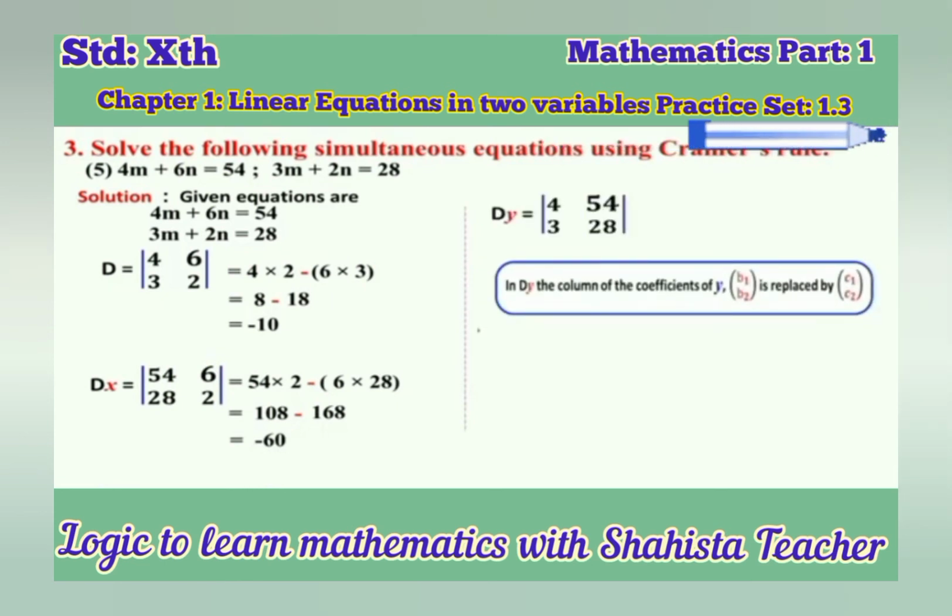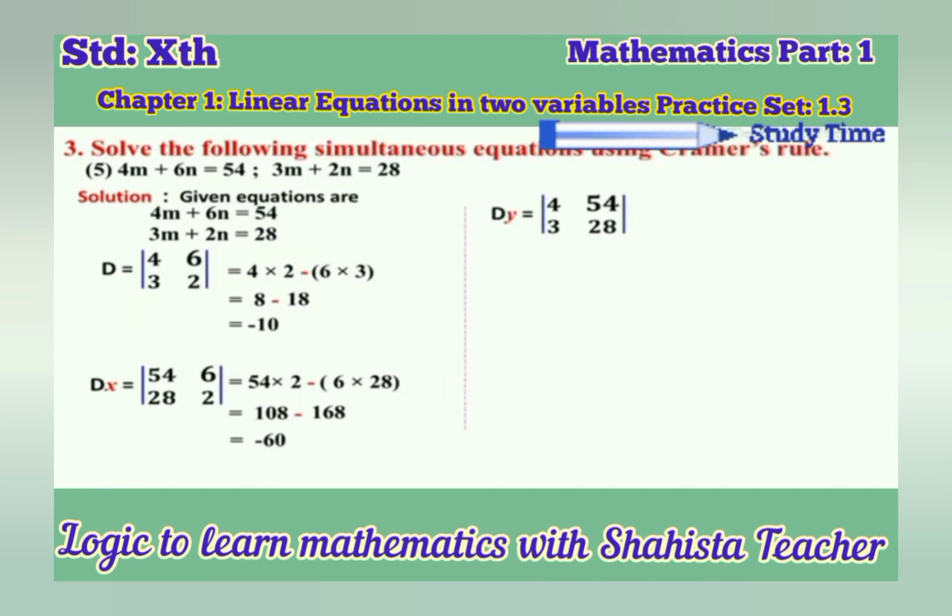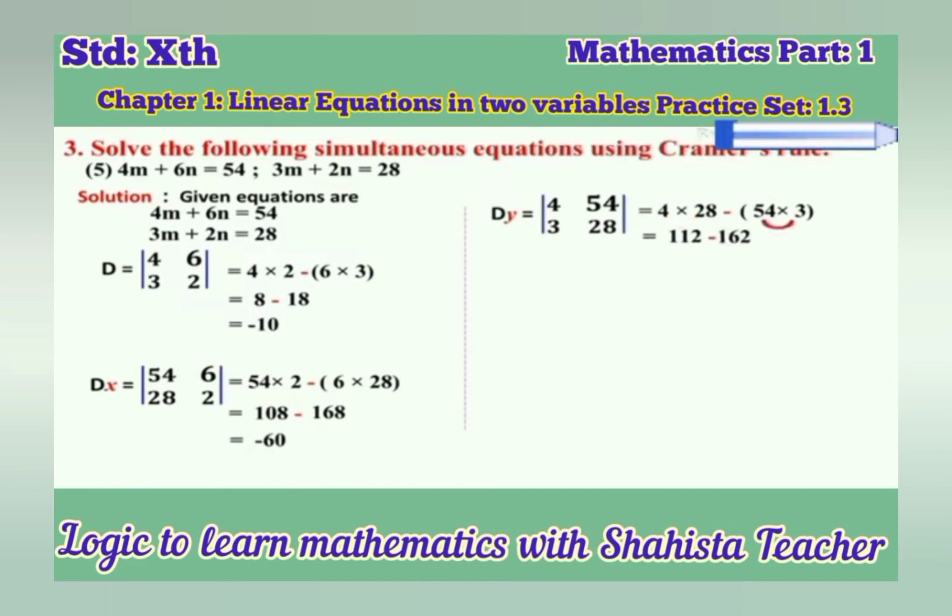Now Dy is equal to 4 upon 3, 54 upon 28. In Dy, the column of coefficient of y, b1 upon b2, is replaced by c1 upon c2. Now here 4 multiplied by 28 minus 54 multiplied by 3. So 4 multiplied by 28 is 112 minus 54 multiplied by 3 is 162. Now after subtracting we get minus 50 because 162 is the greater number. Give here the minus sign.